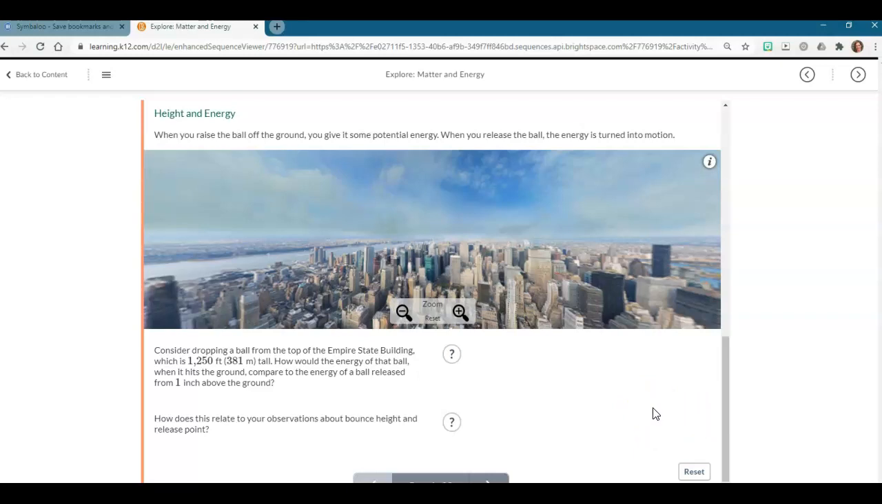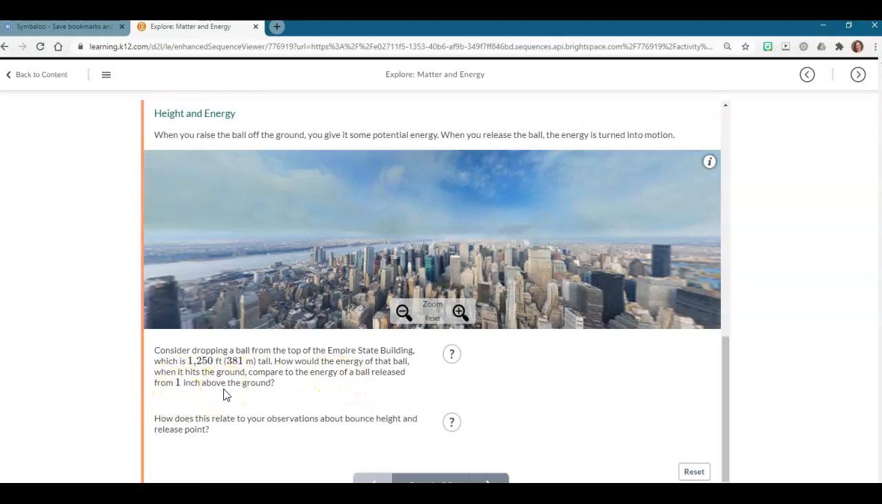Consider dropping a ball from the top of the Empire State Building, which is 1,250 feet tall. How would the energy of the ball when it hits the ground compare to the energy of a ball released from 1 inch above the ground? Okay, so we're comparing how the energy of that ball when it hits the ground compares to that of the ball released 1 inch from the ground.